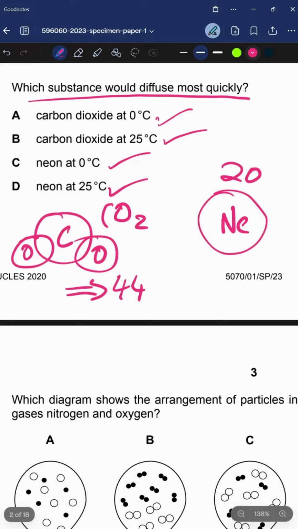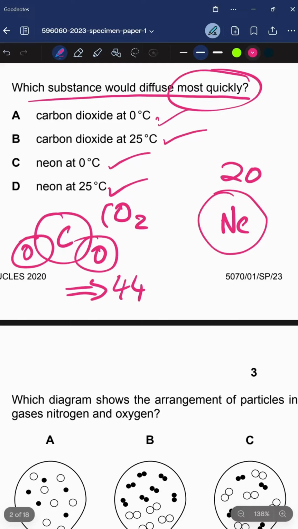Okay, so temperature is like a booster. More temperature means more energy to navigate, or more velocity. All right, so carbon dioxide at 0 degrees Celsius, we need to figure out which is most quick. Let's see the other options: carbon dioxide at 25 degrees Celsius, or neon at 0 degrees Celsius, neon at 25 degrees. So we need the lightest and the highest temperature.